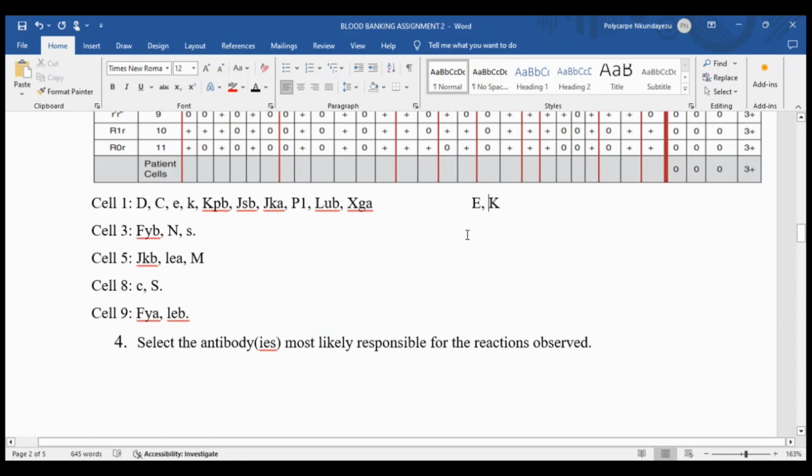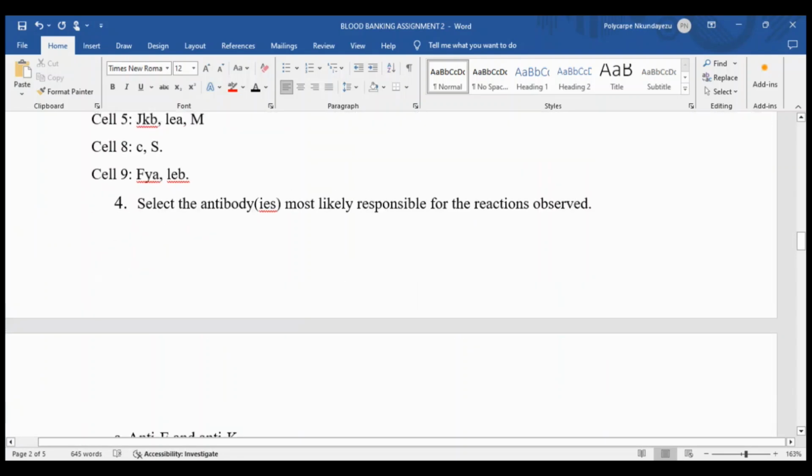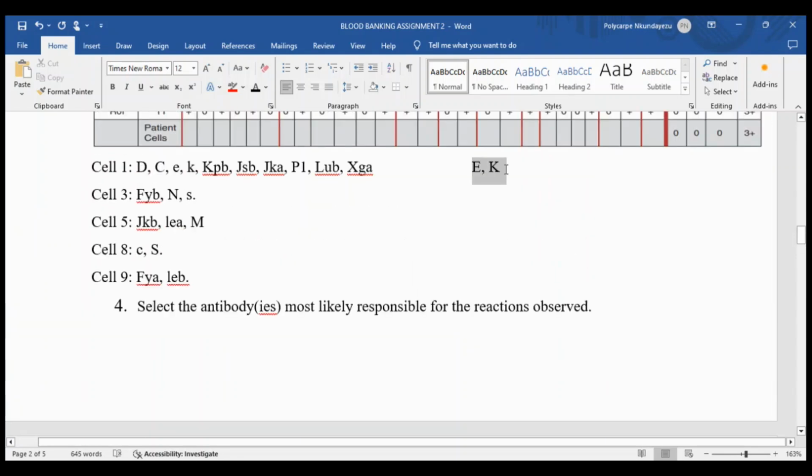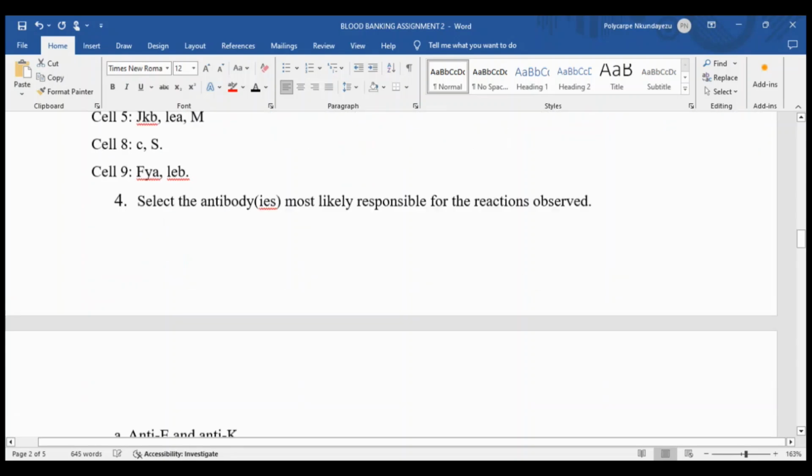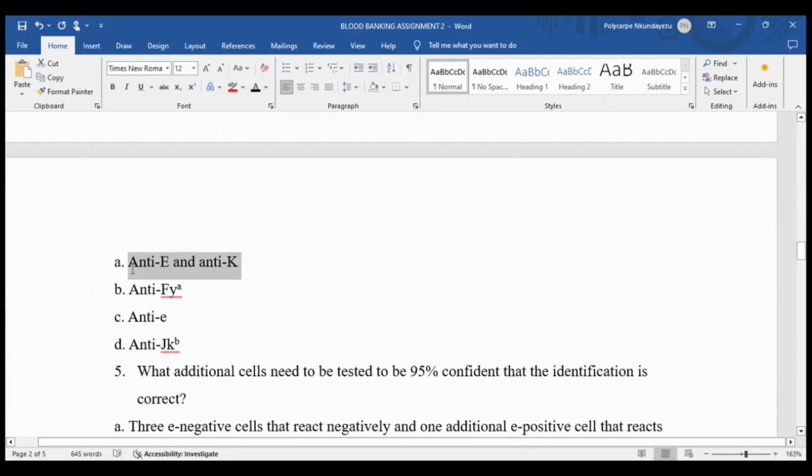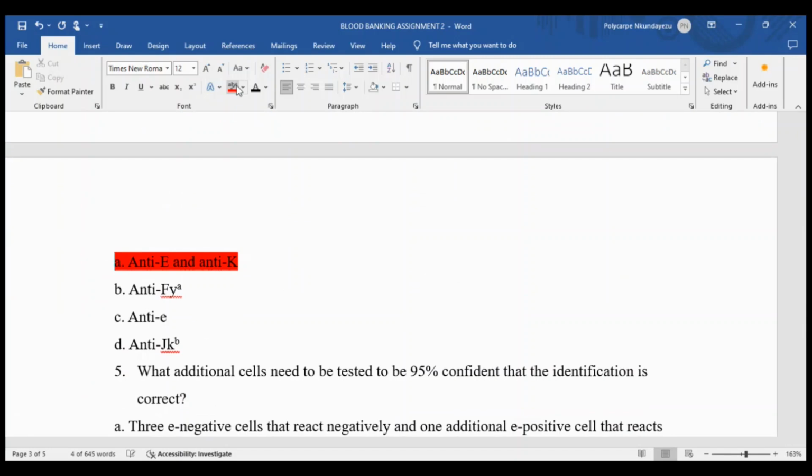So now the antibody responsible for the reaction observed, of course, is E and K, and are they there? Right. So our reaction now is associated with the anti-E and anti-K. So we have answered it. I hope you have seen how we answered the anti-E and anti-K. Very easy. Actually, panel is something easy to deal with.